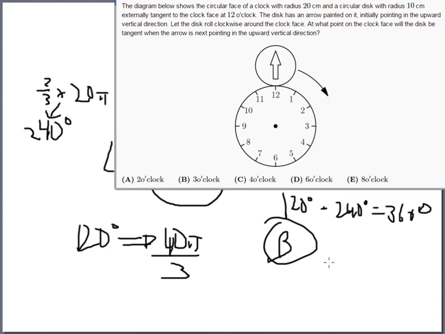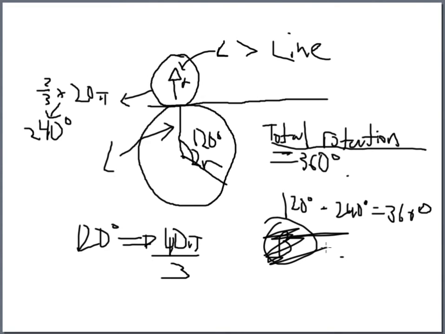I believe B, oops, sorry, I skipped over C. It's going to be C. And it would still give you an incorrect answer if you had 3 for 3 o'clock.